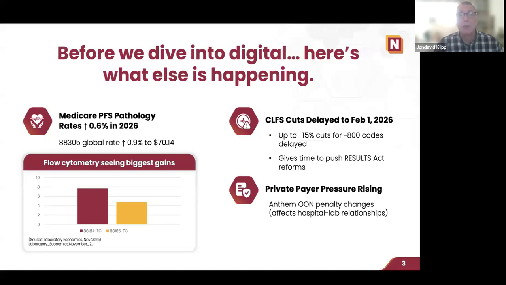But as scheduled right now, there are 15% rate cuts for 800 different test codes on the clinical lab fee schedule.